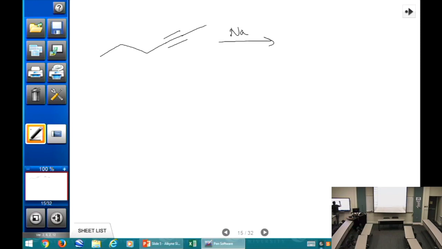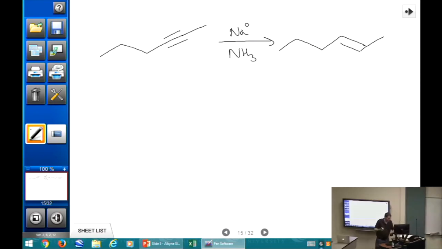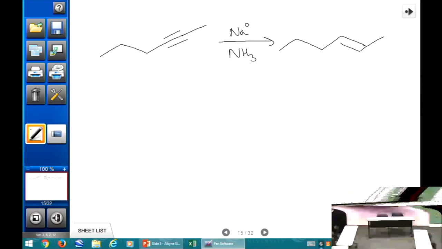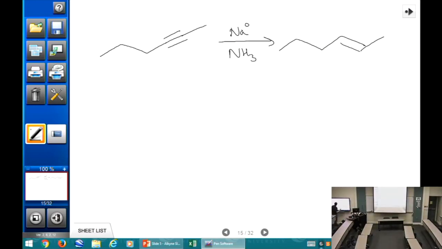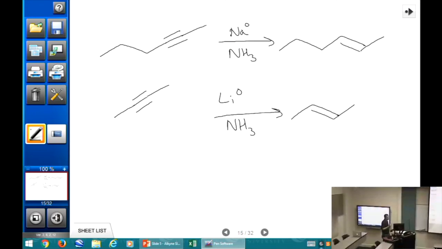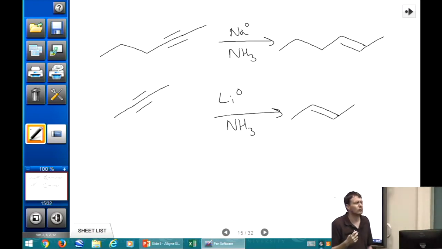So you can use sodium and ammonia. So sodium in the zero oxidation state, just straight sodium metal. You just drop a chunk of sodium metal into liquid ammonia. It is super good for you. Or you can use lithium metal and drop it into liquid ammonia and make the trans double bond. So sodium or lithium in liquid ammonia will reduce your triple bond to a trans double bond.